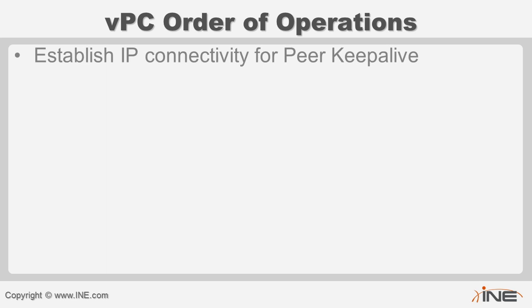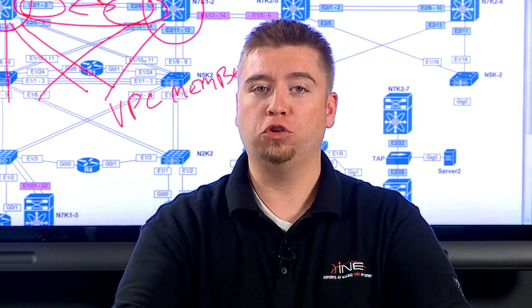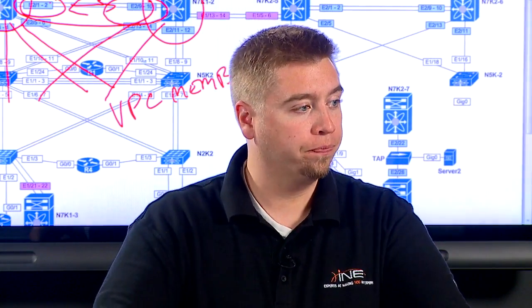The first step is to make sure that we have IP connectivity established for the peer keep alive link. Whether this is over the management 0 interface or over some regular routed interface, we just need to make sure that the two switches, like the 5Ks or the 7Ks, can actually ping each other over some sort of layer 3 infrastructure. The next step is going to be to turn the features on. VPC is off by default, LACP is off by default, so we need to say feature vpc and feature lacp globally. That portion is pretty straightforward.